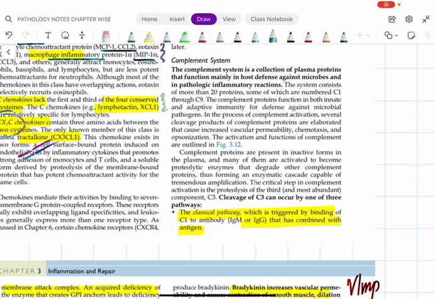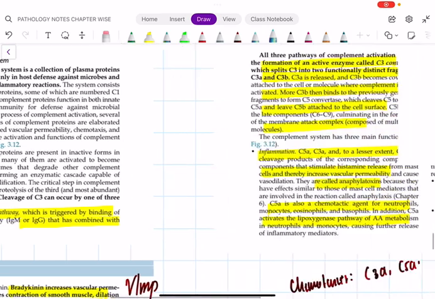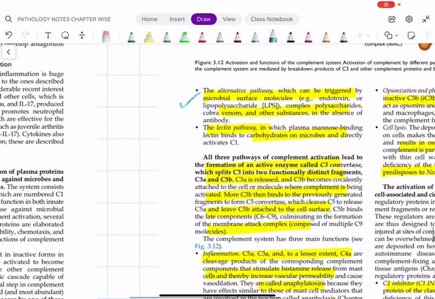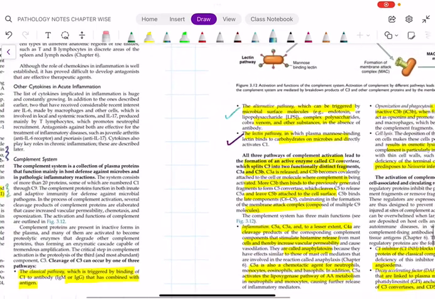We have some complements. Complements are nothing else but plasma proteins, which are produced whenever there is any inflammatory response. We have various pathways: the classical pathway, the alternative pathway and the lectin pathway. As far as pathology is concerned, the pathways are not that significant, because if I tell you now, you won't understand at that level.